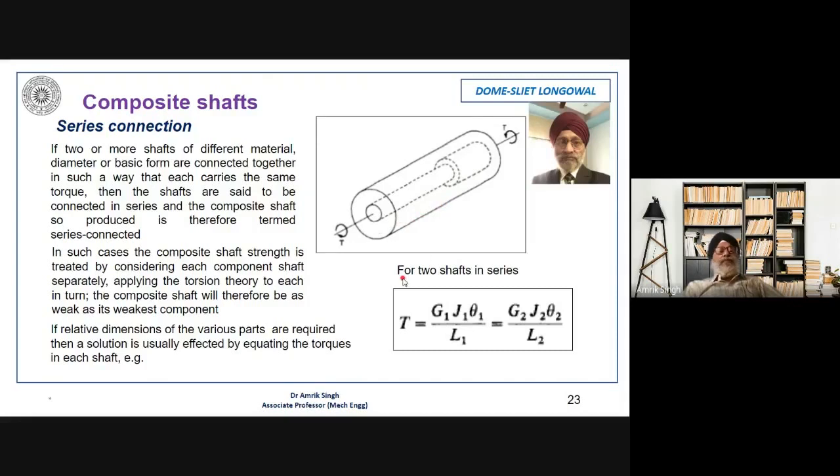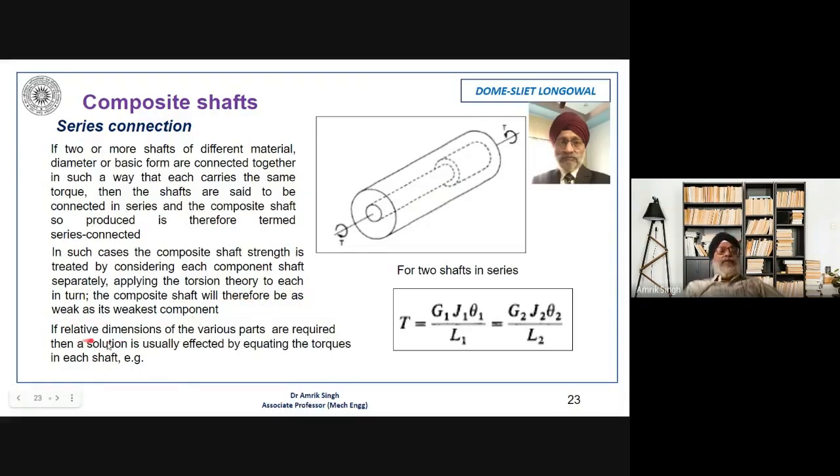Okay. So if two shafts are in series and of different materials, that means for the first shaft the modulus of rigidity will be G1, the polar moment will be J1, the angle of twist produced is theta1 and the length is L1. And for the second shaft it is different. In such a case, the composite shaft strength is treated by considering each component shaft separately, applying the torsion theory to each in turn. The composite shaft will therefore be as weak as the weakest component.